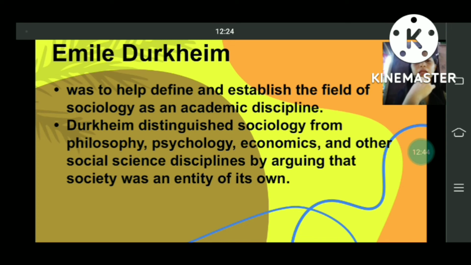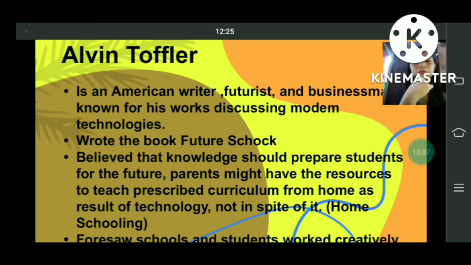Emile Durkheim helped define and establish the field of sociology as an academic discipline. Durkheim distinguished sociology from philosophy, psychology, economics, and other social science disciplines by arguing that society was an entity of its own.